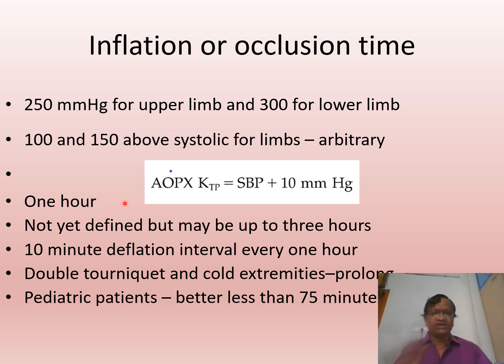1 hour is okay. But in lower limbs, they allow 2 to 3 hours. It is better you deflate for 10 minutes and then inflate and keep it sometimes. And if you have a double tourniquet and cold extremities, dangerous. Pediatric patients, better less than 75 minutes. So ideally 1 hour. If you want to do more than that, be careful. Sometimes you deflate and inflate.